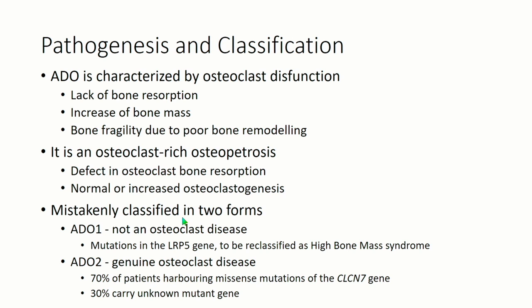It is classified in two forms, but this is a mistake because ADO1 is not an osteoclast disease. In fact, it is due to mutations in the LRP5 gene, so it needs to be reclassified in high bone mass syndrome. The genuine osteoclast disease is ADO2, and in this disease, 70% of patients harbor missense mutations of the CLCN7 gene, whereas 30% carry an unknown mutant gene.